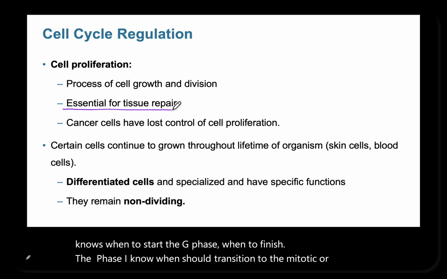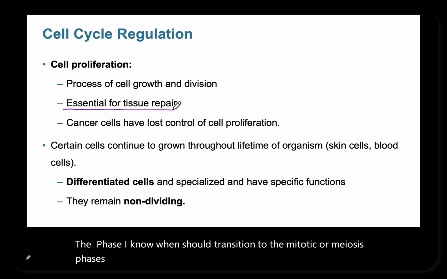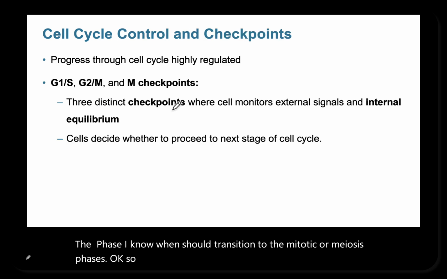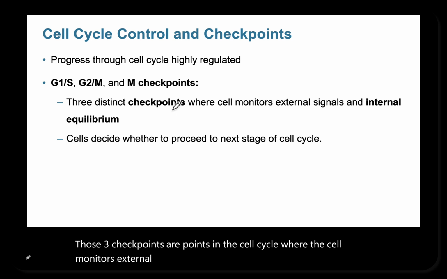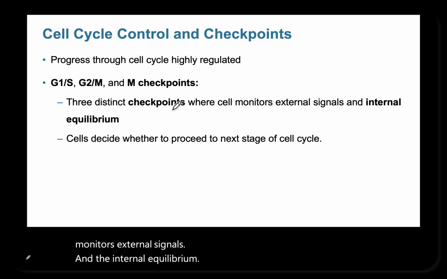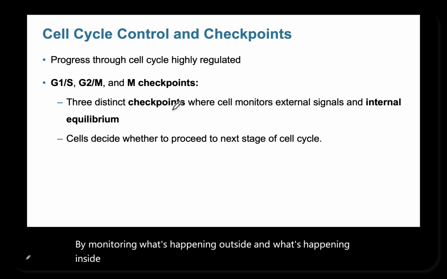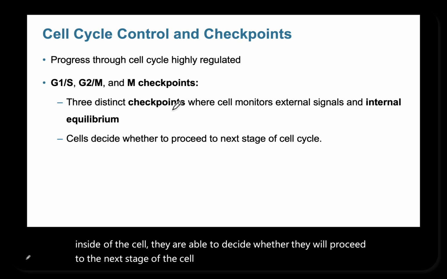Remember, in the cell cycle, we have 3 checkpoints. Those 3 checkpoints are points in the cell cycle where the cell monitors external signals and the internal equilibrium. By monitoring what's happening outside and what's happening inside of the cell, they are able to decide whether they will proceed to the next stage of the cell cycle. What are those checkpoints?